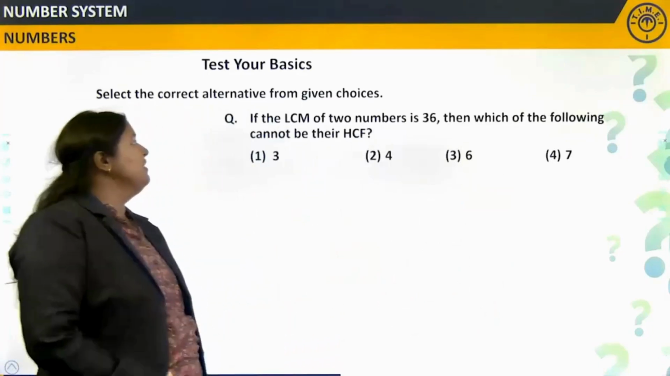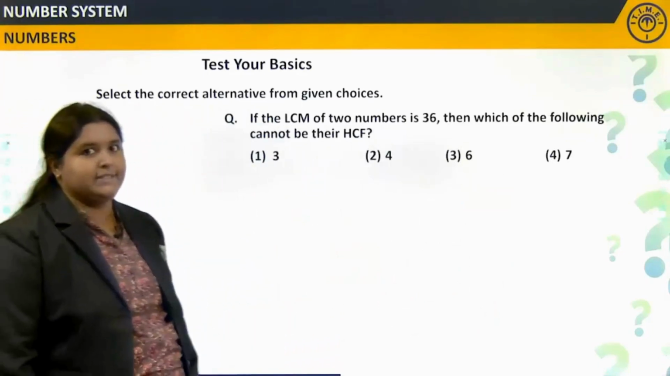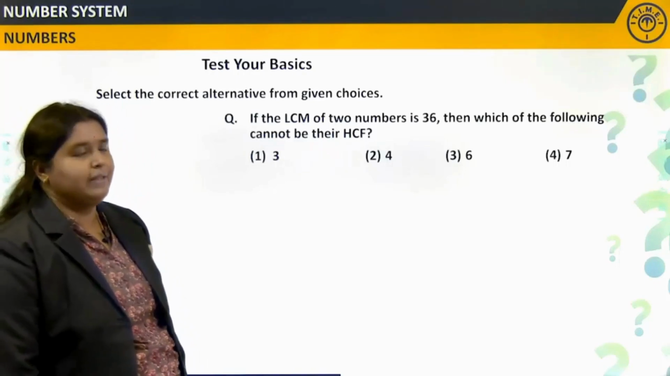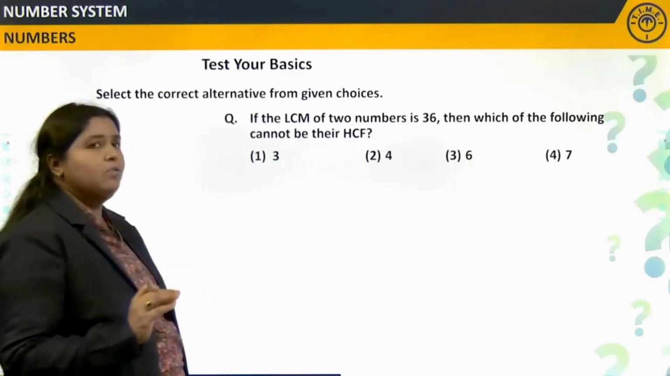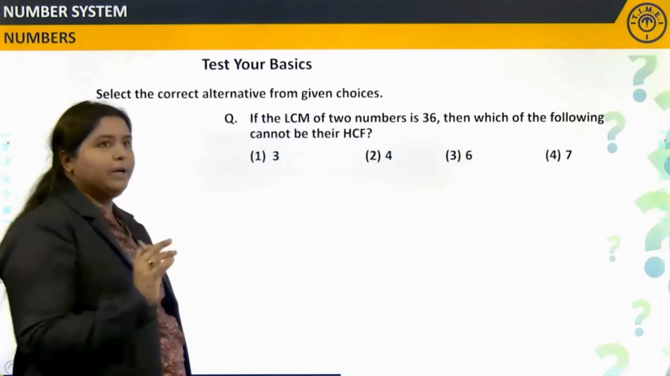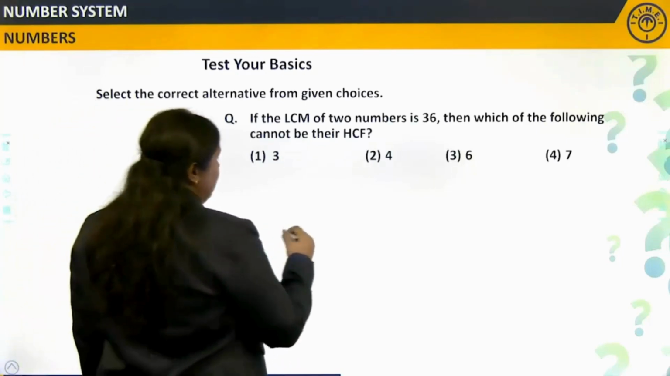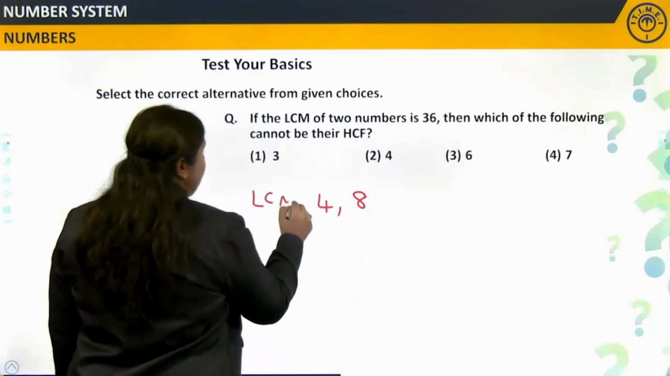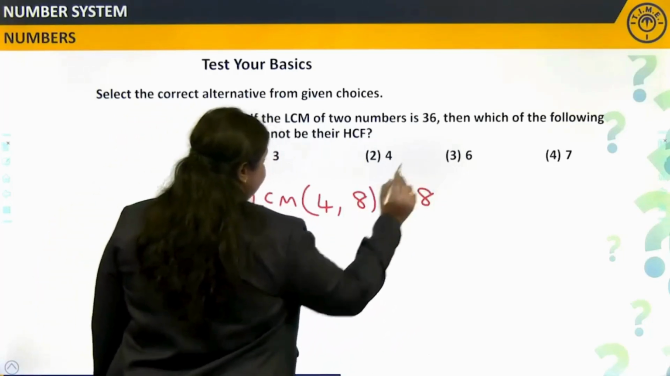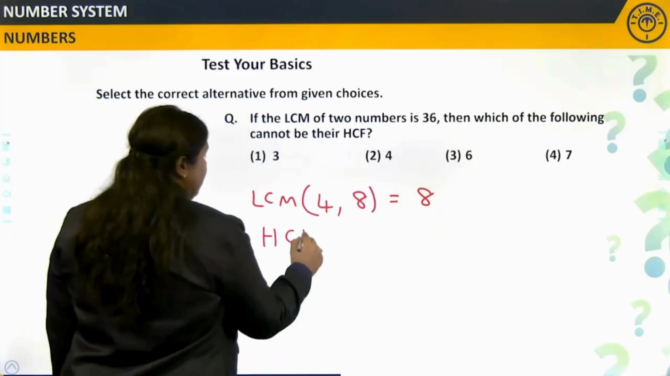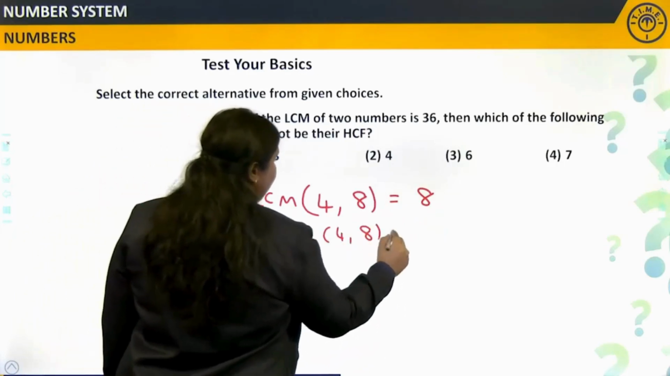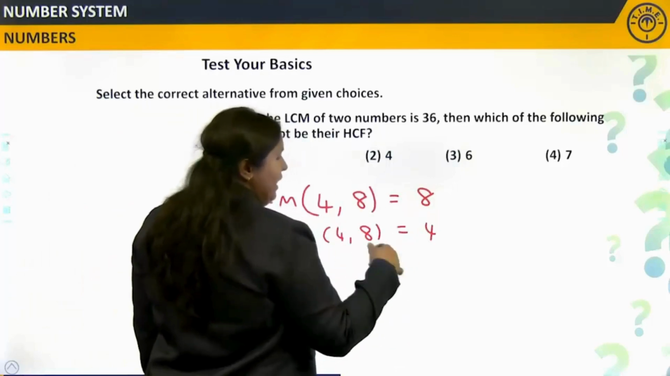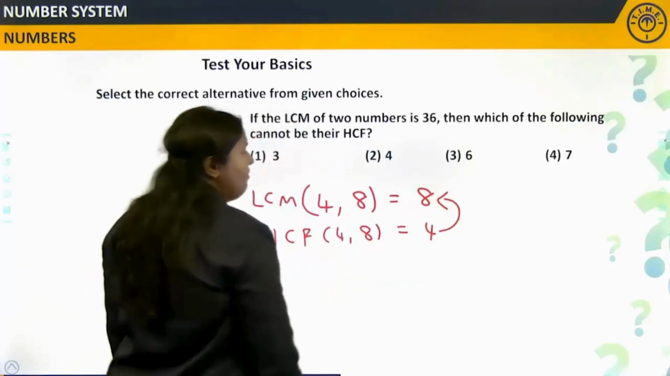Look at the next question. If the LCM of two numbers is 36, then which of the following cannot be their HCF? I would like to give you some examples to let you know some important note. Let me take 4 and 8. What is the LCM of 4 and 8? 8. What is the HCF of 4 and 8? 4. Now, if you carefully observe, 8 is divisible by 4. In other words, 4 is a factor of 8.